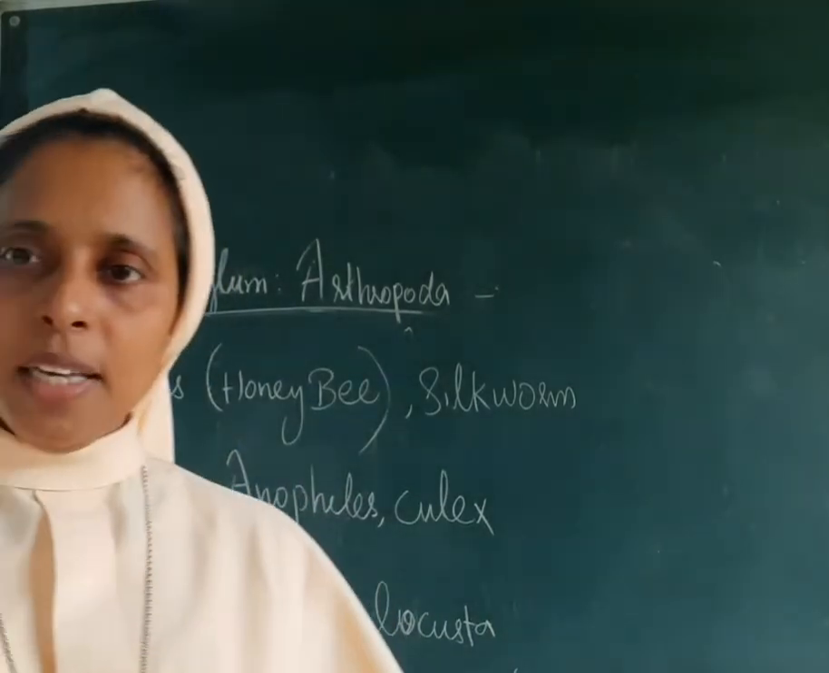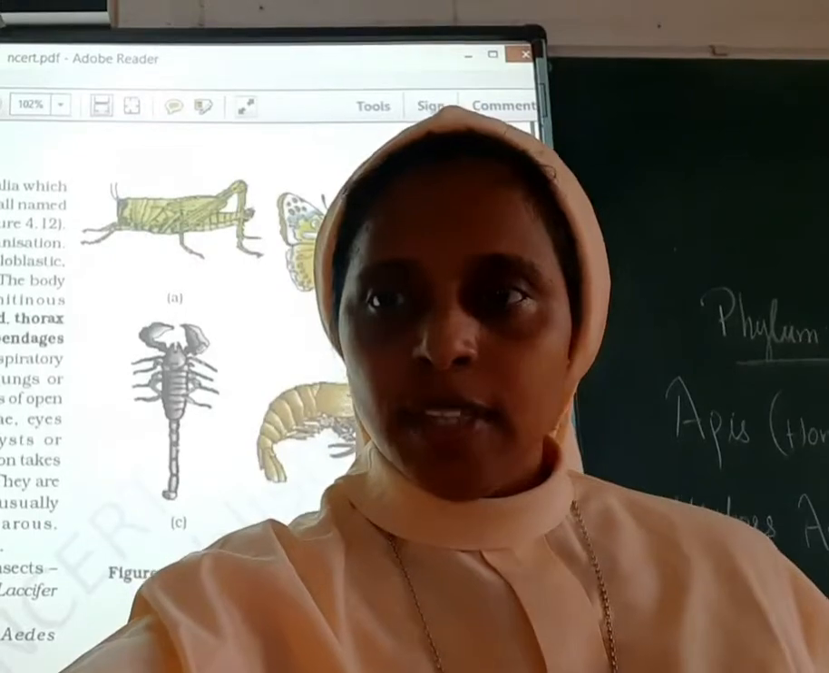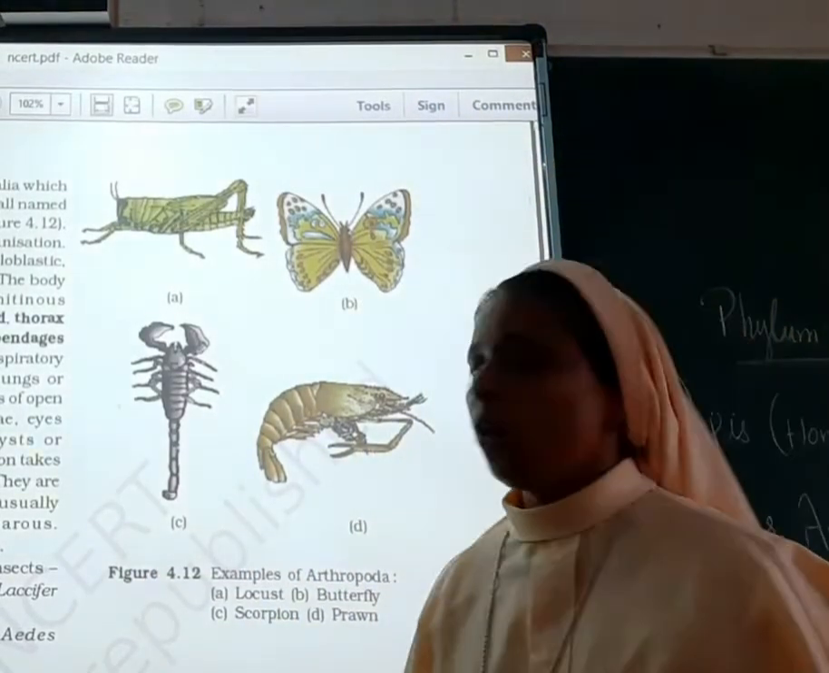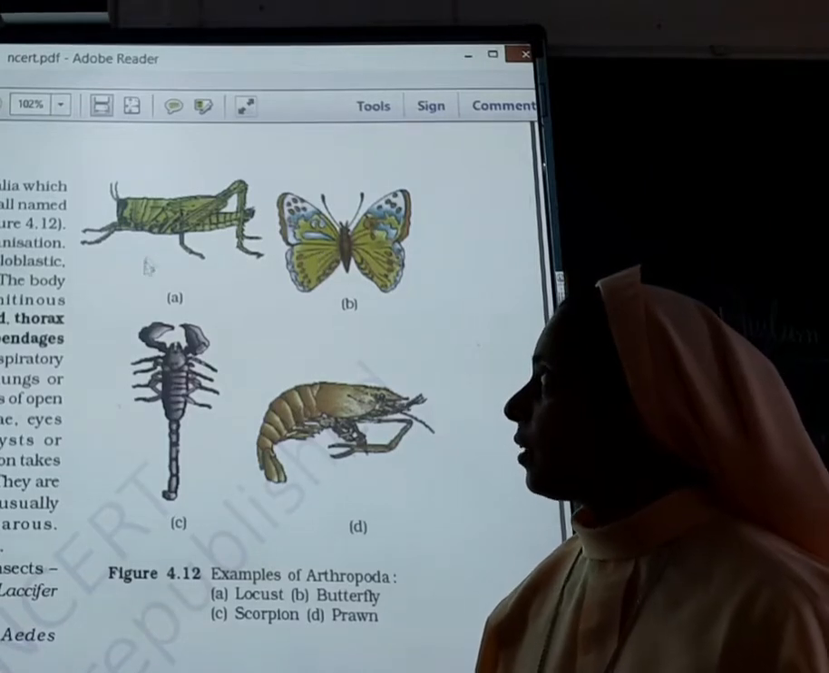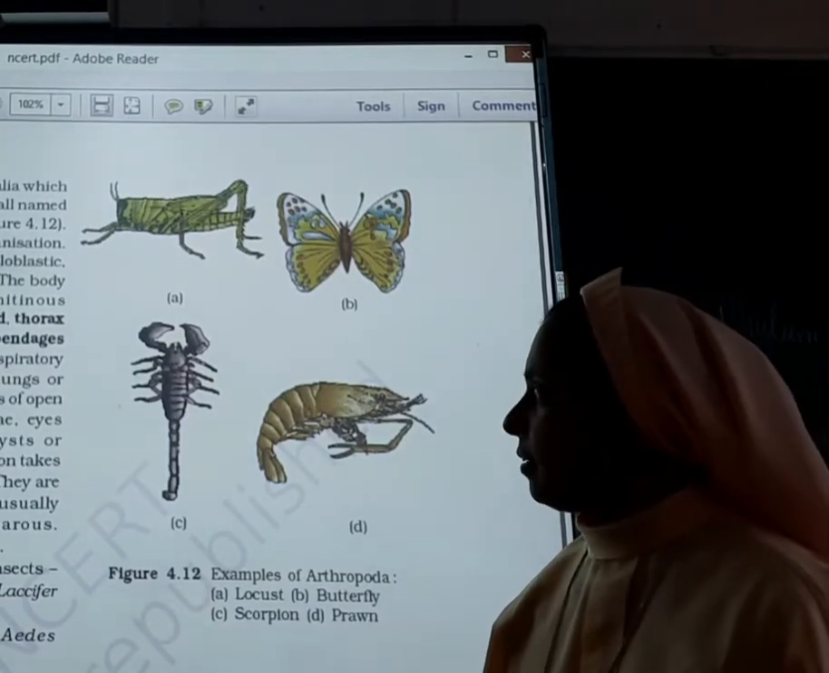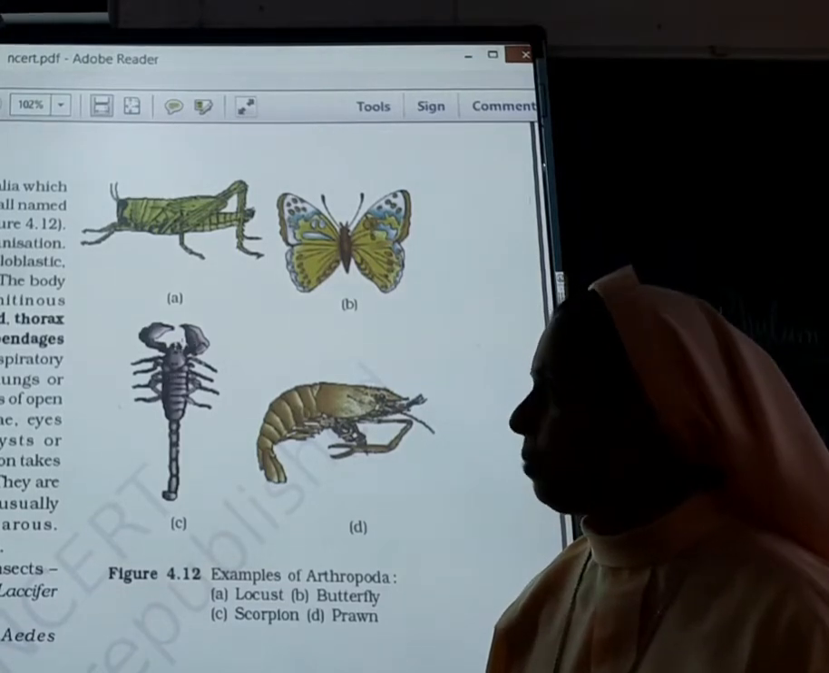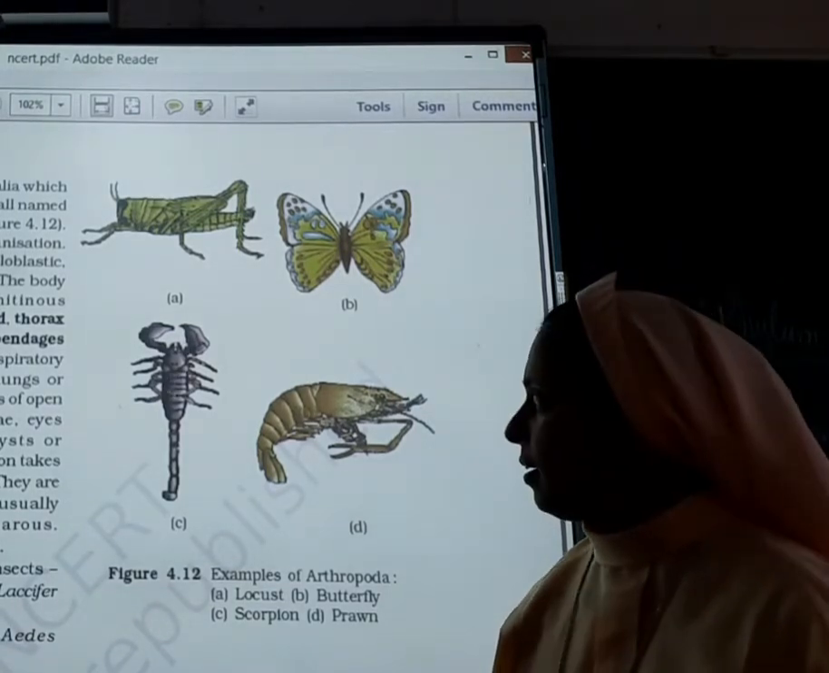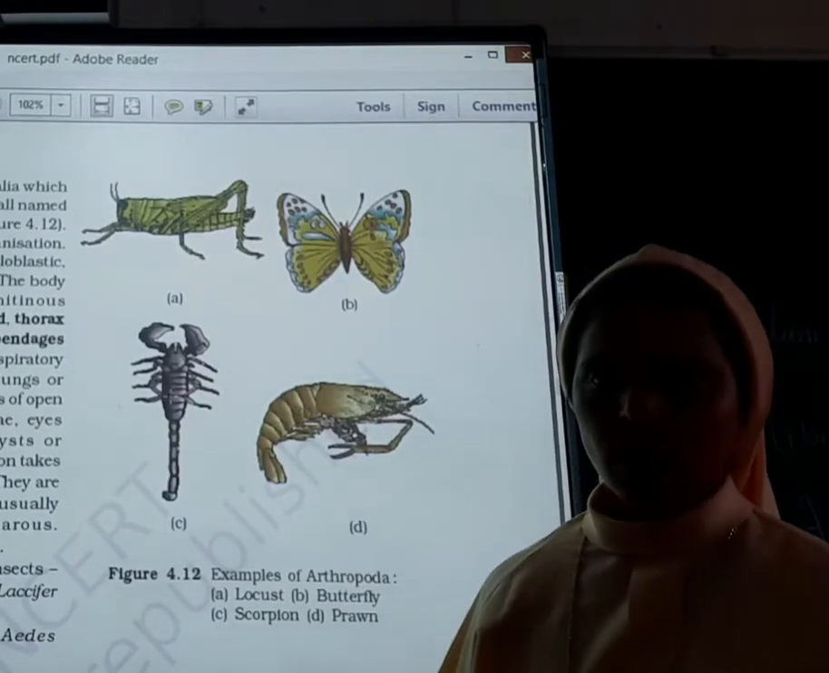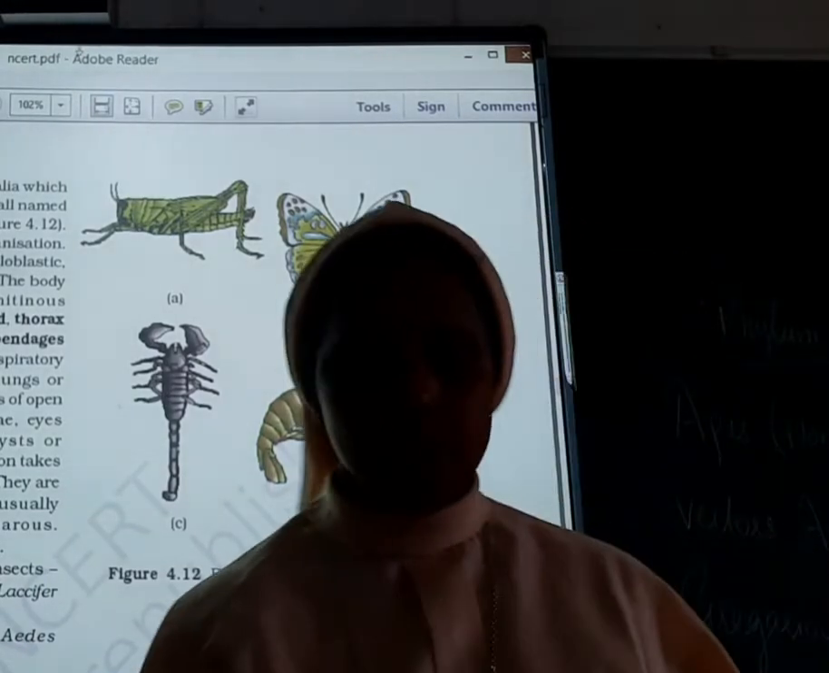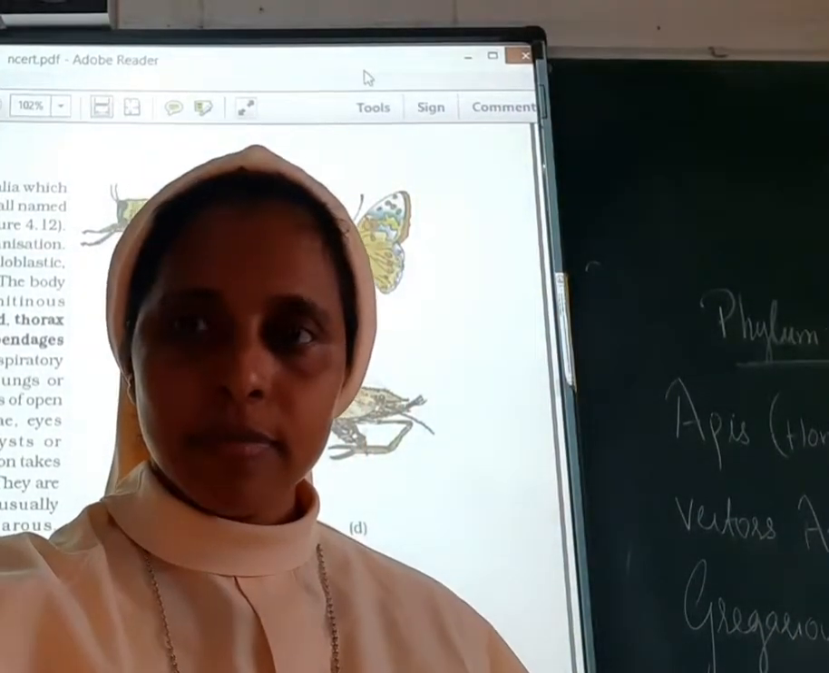So we will see the images of these organisms. You can remember these 4 pests. Here you can see the butterfly, the locust, the scorpion, and the prawn. See here the body is divided into the head region, the thorax, and the abdomen region. So if you learn these 3 examples, it's enough and more for the phylum Arthropoda.